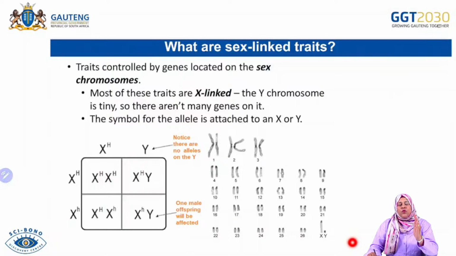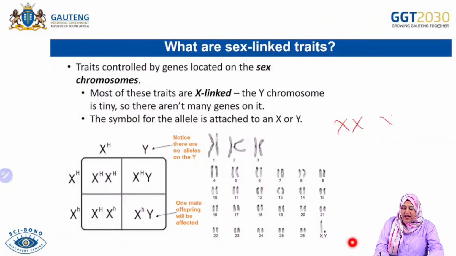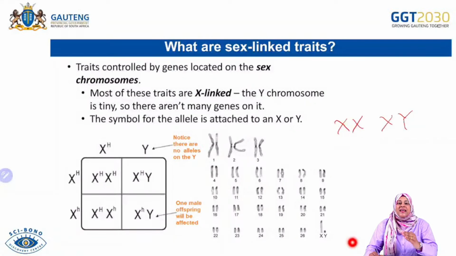Guys, when you hear the word sex-linked, that is the only time you will use the notation X and X for a female, X and Y for a male. There's no other time that you will use this notation until you are told it is sex-linked. So when you see it in your question while you are reading during your reading time, or when you are starting to answer the question, you highlight, you underline, a bell must ring in your head: sex-linked. What is the notation I need to use? X and X for a female, X and Y for a male.